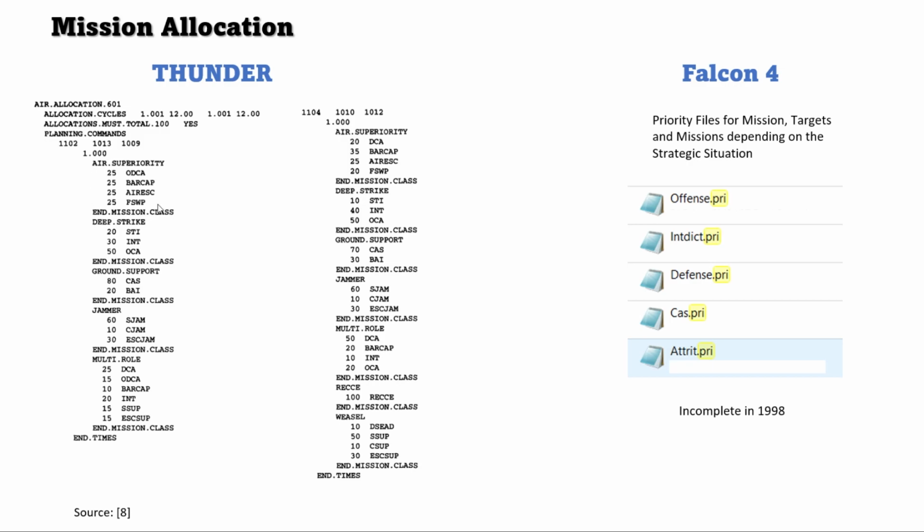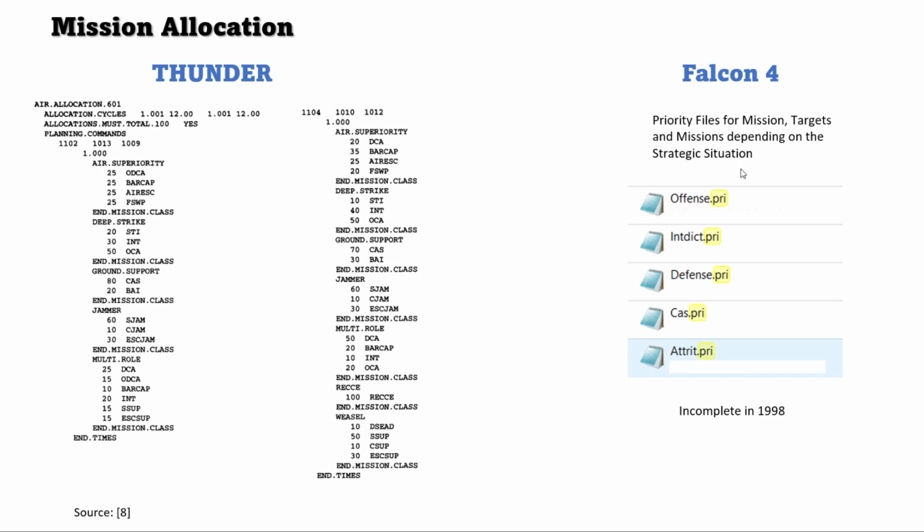Each group here corresponds to the main role of an aircraft: air superiority, main role aircraft, deep strike, and so on. For example, aircraft tagged with the air superiority role would be allocated 25% for this time slot in each of these four missions here. And this, in Thunder, would change in another time slot. For later times, different allocations would be used. I mean, it's a very interesting way of implementing aircraft usage.